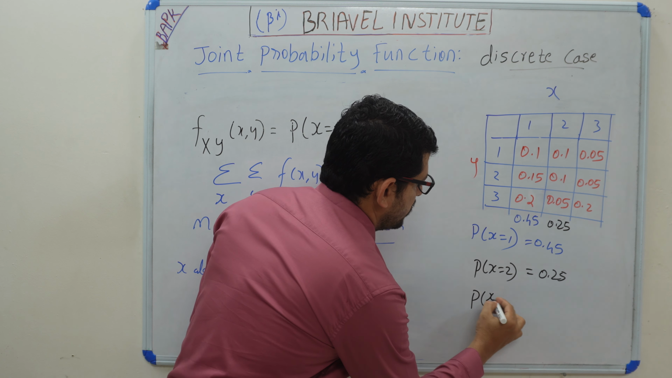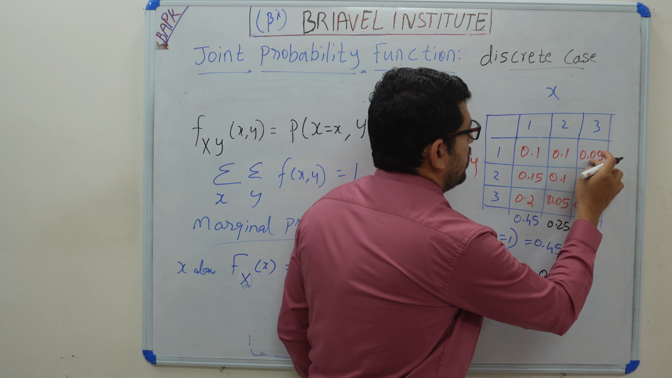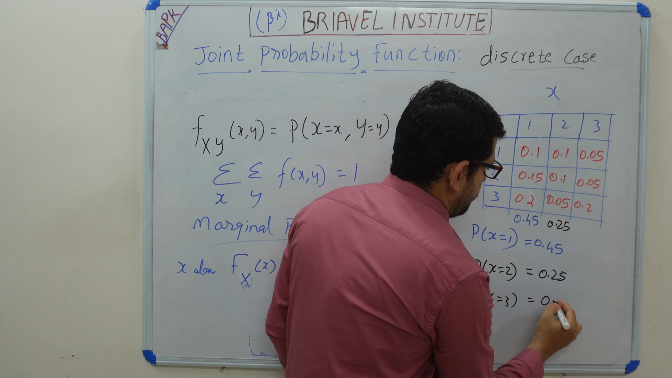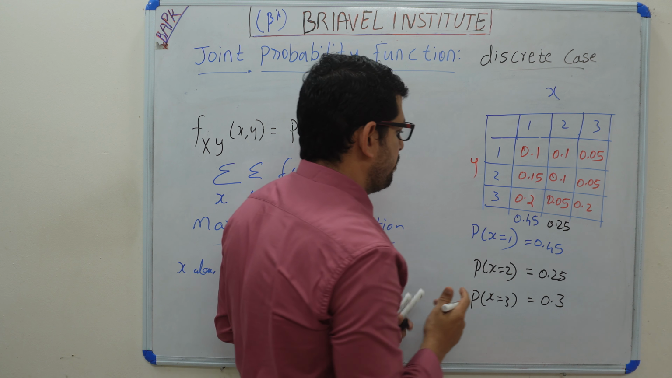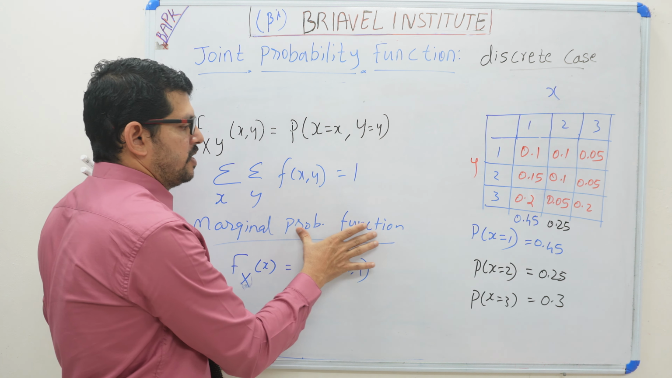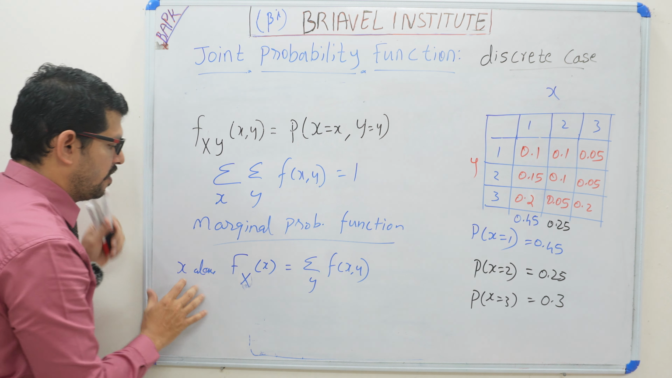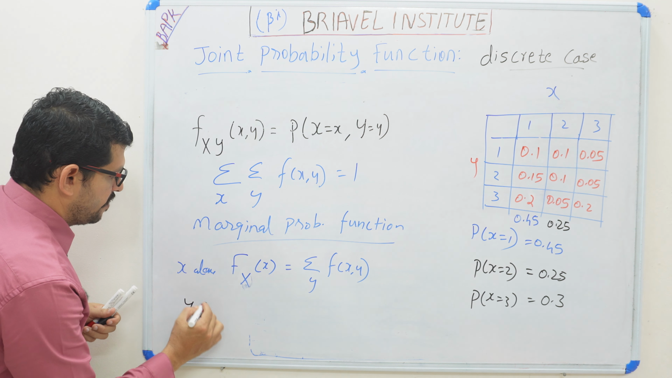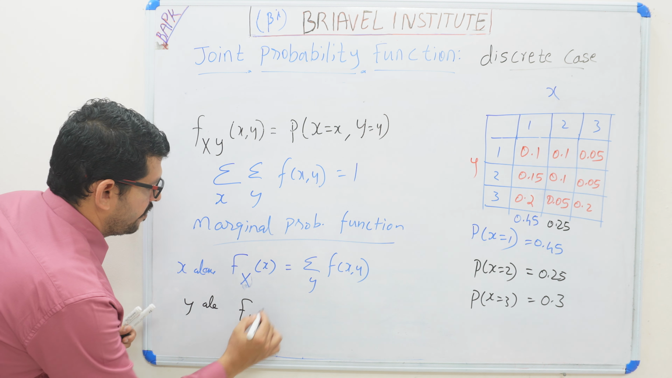You are adding the 3. And what is the probability of x is equal to 3? What is the probability here? 0.1 and this is 0.3. So this is a representative marginal probability. Marginal probability function is representing x alone or y alone. So we can represent y alone also, f of y.